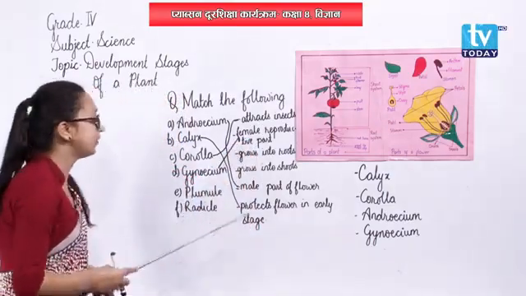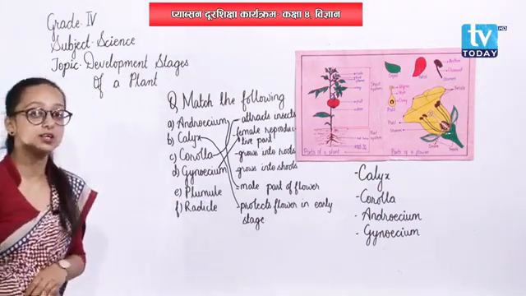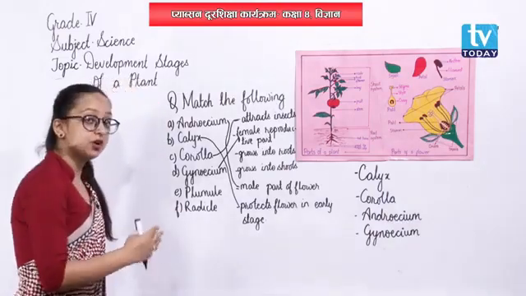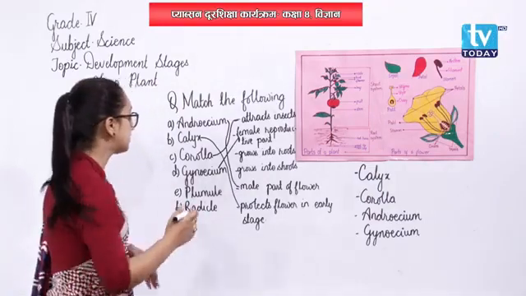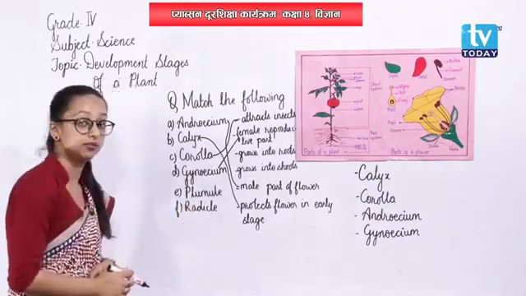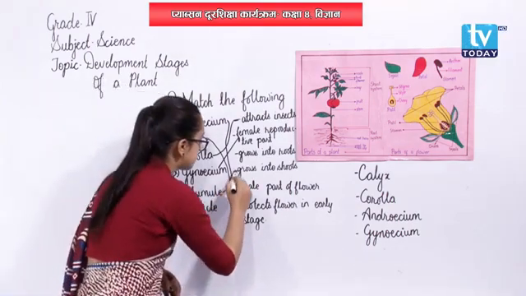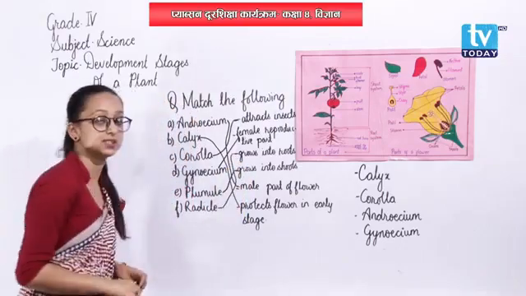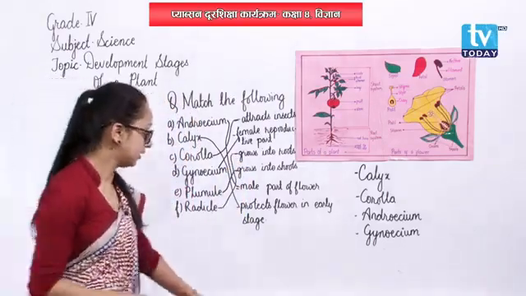Now plumule and radicle. Do you remember the structures that I had drawn here earlier? Radicle is the structure that appears at the bottom of the seed, and that is the structure that grows into root. That means plumule grows into shoots, and radicle grows into roots. Very easy, isn't it?